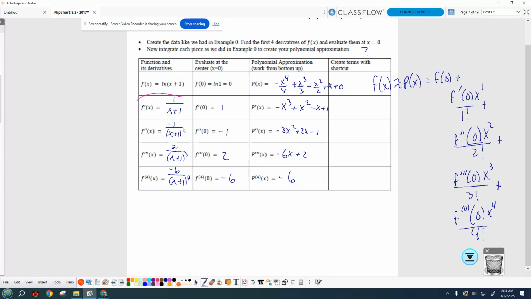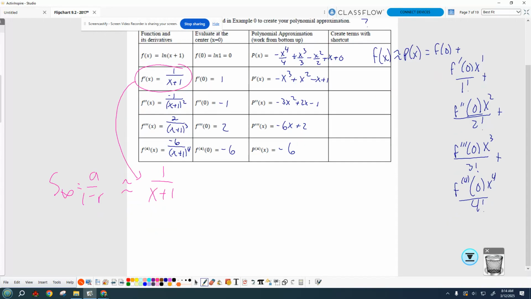But just to show you and recap, does this look kinda like a over 1 minus r? Yes? So if I generated the series here, this is 1 over 1 minus -x, I would have gotten first term, then multiply by r, then multiply by r, then multiply by r.